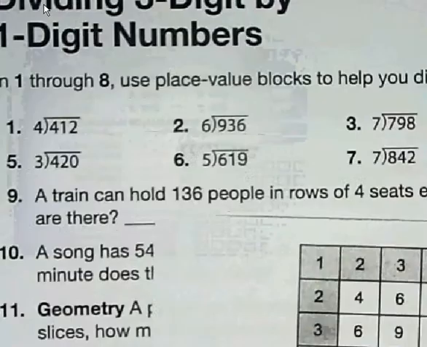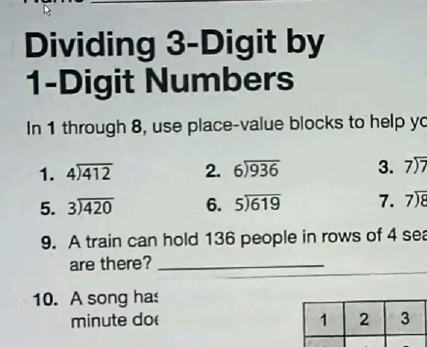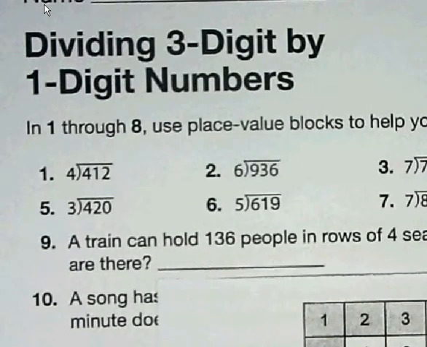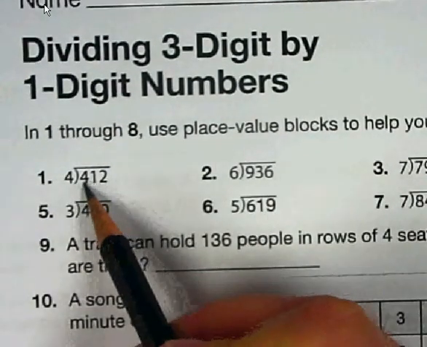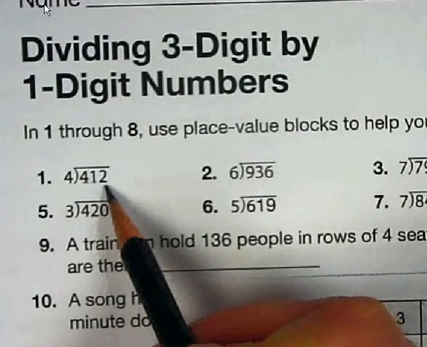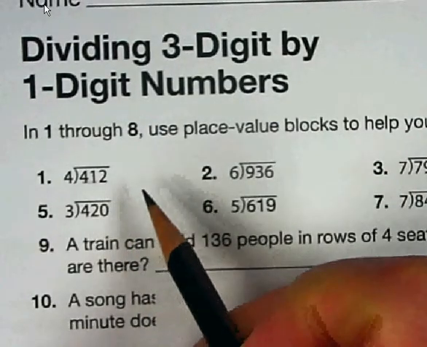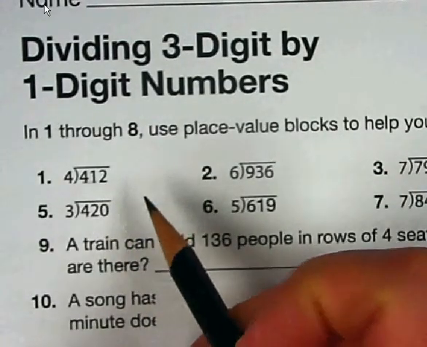Okay, tonight's homework is 7-6. We are dividing 3-digit numbers by 1-digit numbers. And this is very similar to what we've been doing in the past. We're just adding one extra step. In the past, we've been doing 2-digit numbers, so all we're doing is adding one more digit. So instead of going to the tens place, now we're going out to the hundreds place.